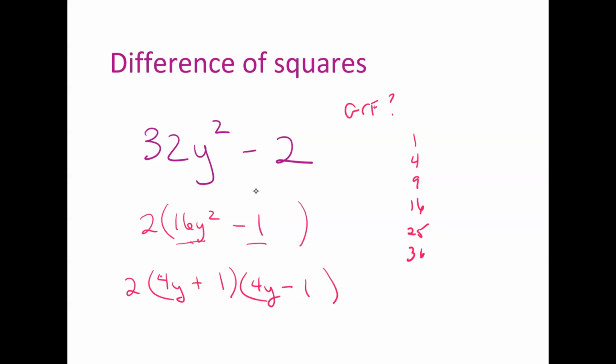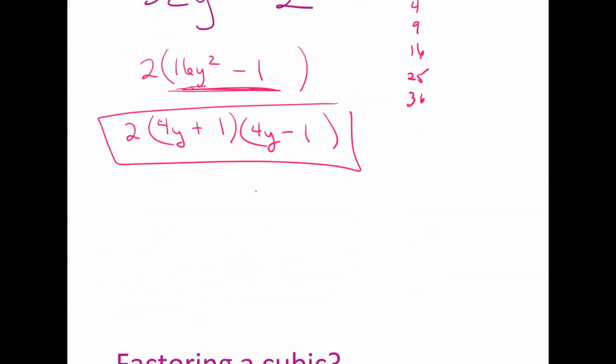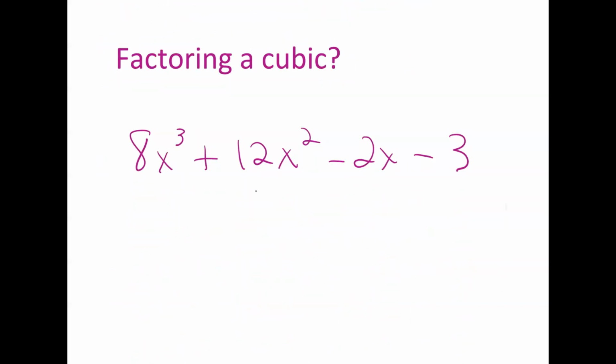And what that does is when you do FOIL it out, if you wanted to check your answer, it makes the middle term cancel, and it does turn back into this. So that would be factoring a difference of squares. Okay, moving on to the next type. How about factoring a cubic?